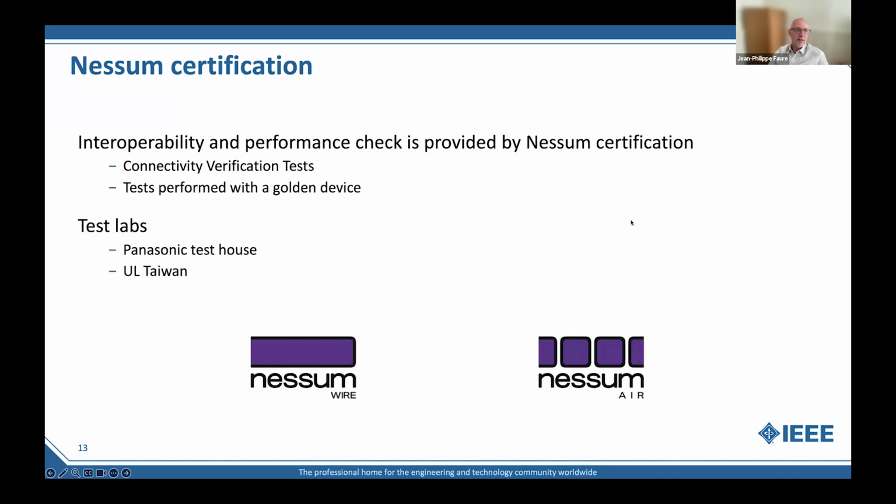And my final slide is about certification. The previous slides were about standardization, and certification is basically provided by the Nessum Alliance. Certification provides interoperability and performance checks. So we have a connectivity verification test and tests performed with a golden device. And we have 2 test labs that are authorized by the Nessum Alliance. One is the Panasonic test house, and the second one is the UL test house in Taiwan.